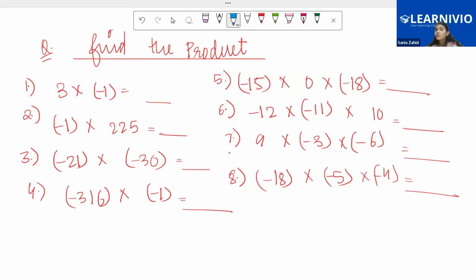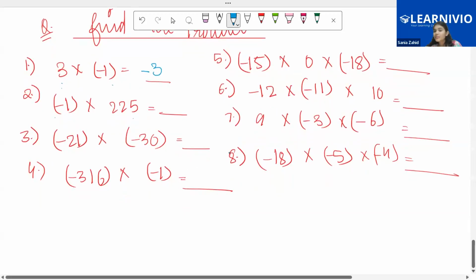Salman is not responding. Okay, Abdul, let's discuss the answers. First is 3 into minus 1. What does it give you? 3 into 1 is 3. And opposite signs. So which sign will you put, negative or positive? Opposite signs. So negative you will put.